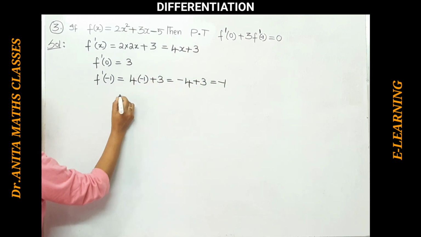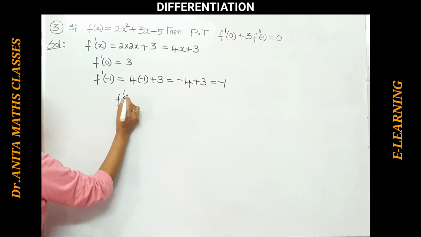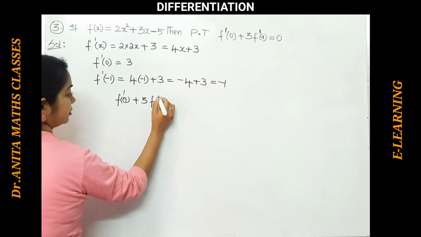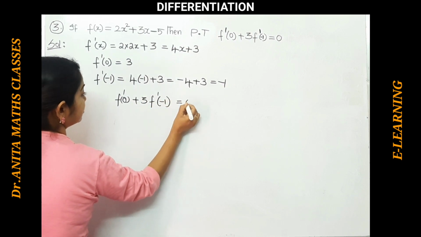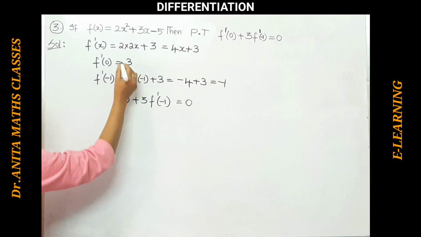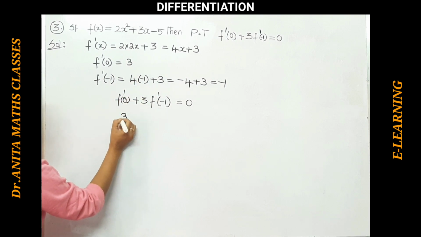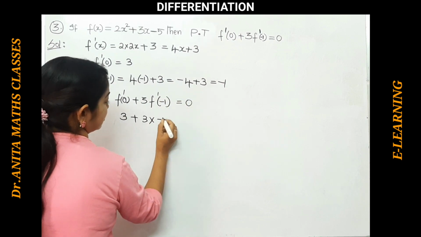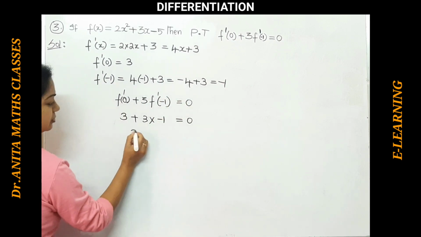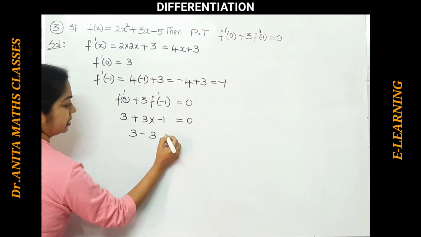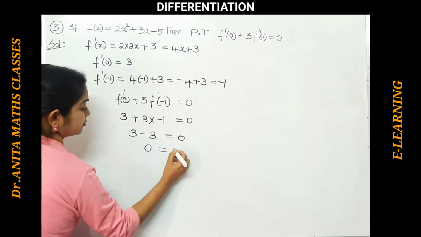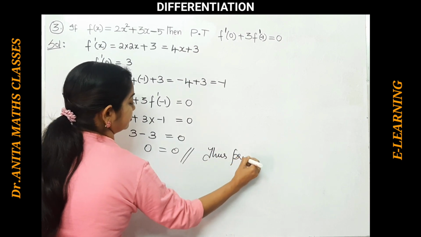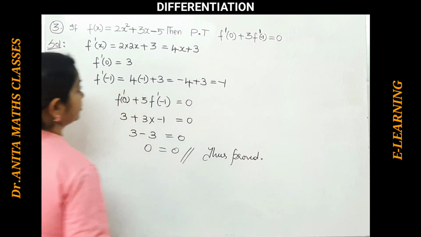And we will substitute in that: f dash of 0 plus 3 into f dash of minus 1 should be equal to 0. This we have to prove. So f dash of 0 is 3 plus 3 into f dash of minus 1, which is minus 1. So this must be equal to 0. So 3 minus 3 equals 0. Hence proved. Pause it and note it down.